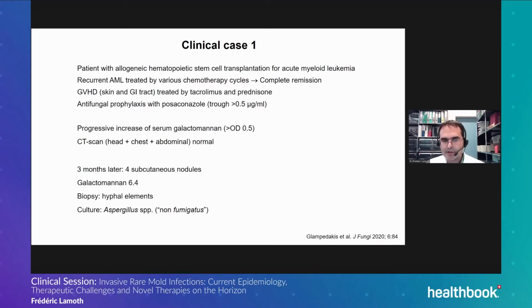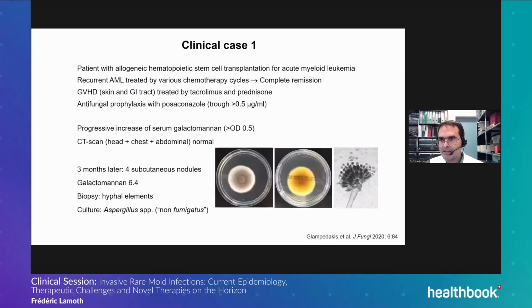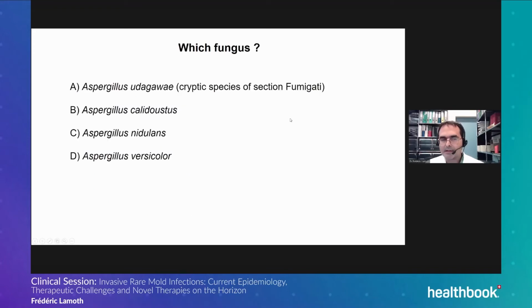At the culture, we found an Aspergillus species, but a non-fumigatus Aspergillus, which was sent to our reference laboratory for further identification. And this is how it looks. This was grayish on the top, yellowish on the reverse, with biseriate conidiophores. So what do you think it is?